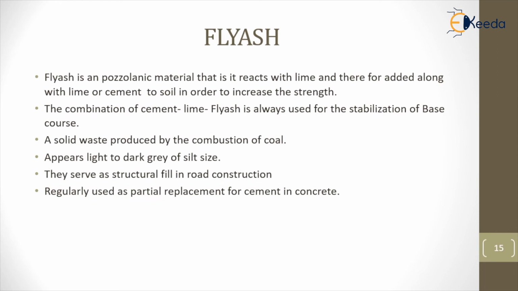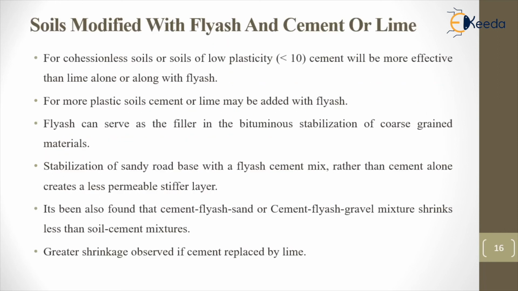So next is soil modified with fly ash and cement or lime. These are the characteristics of the soil. For cohesionless soil or soil of low plasticity, cement is more suitable than lime or fly ash. For more plastic soil, cement or lime may be added with fly ash. Fly ash can serve as a filler in the bituminous stabilization of coarse grained material. And the stabilization of sandy soil with fly ash and cement mixes better than cement alone.